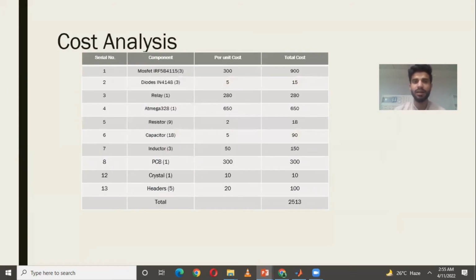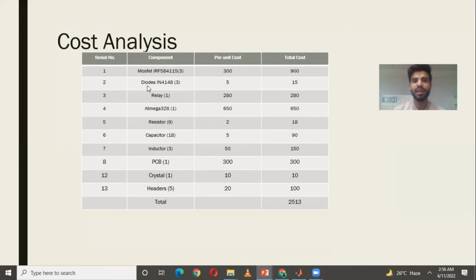So coming towards the cost analysis, our circuit has been designed for almost 2500 PKR. We have used the MOSFET IRF. We have chosen this MOSFET because we need a switching frequency of up to 30,000 Hertz, and the duty cycle which will be given to the MOSFET will be of 5 volt. So that's the reason we have used these MOSFETs in our buck-boost circuitry.